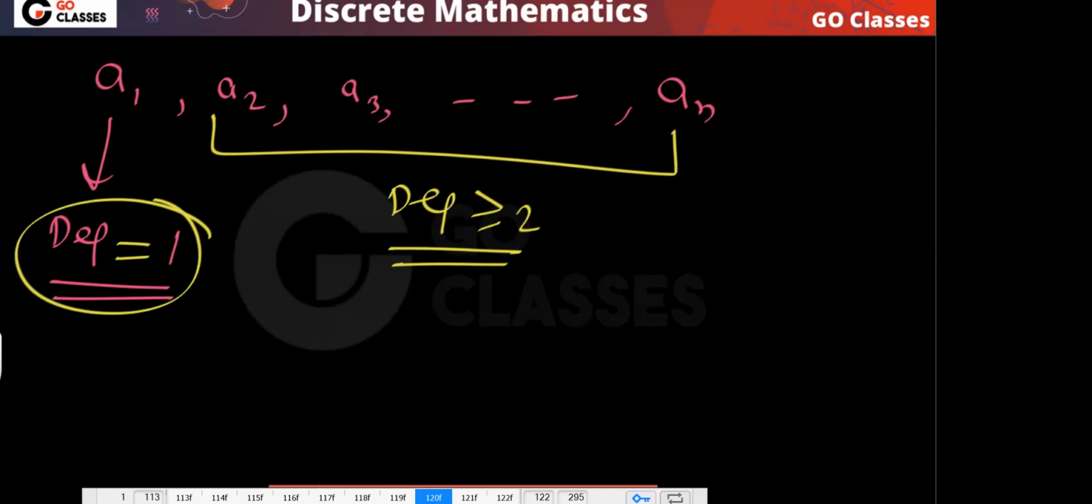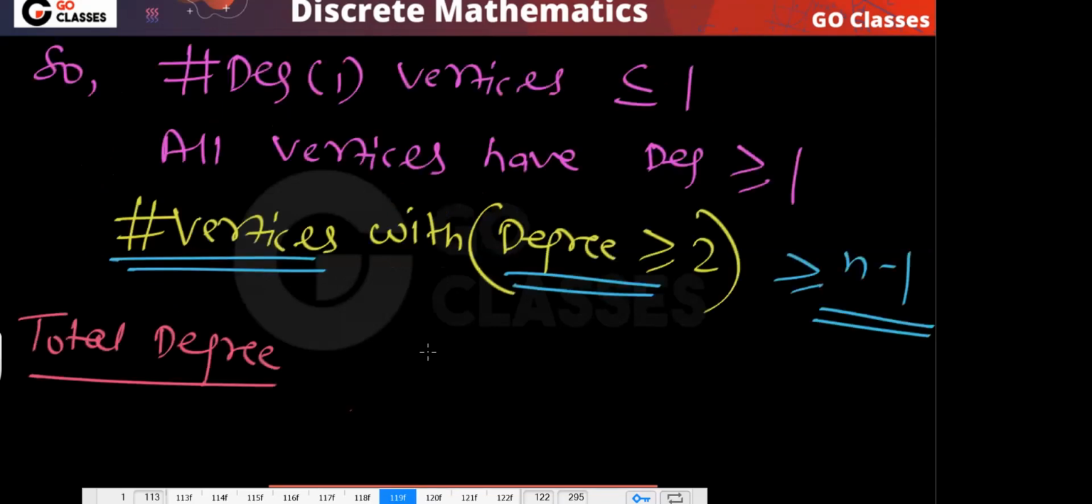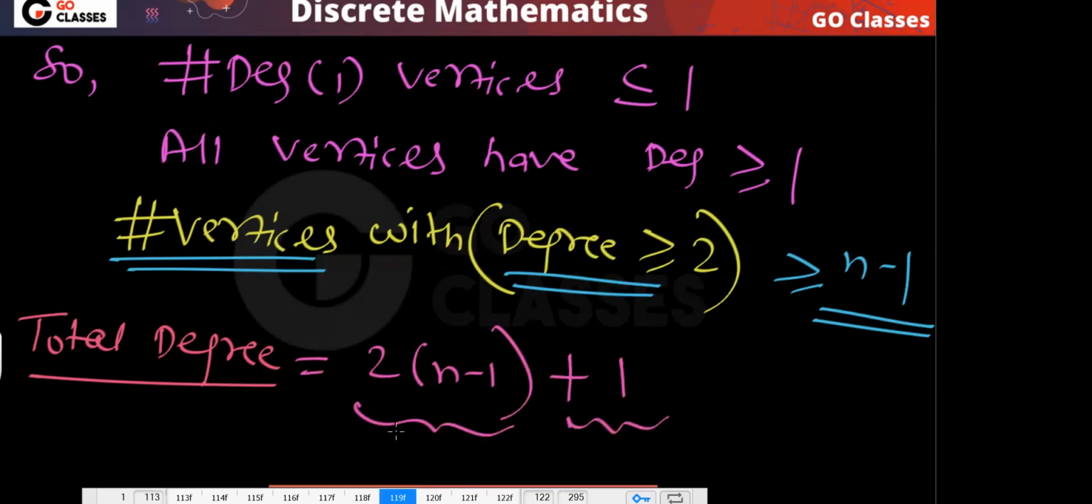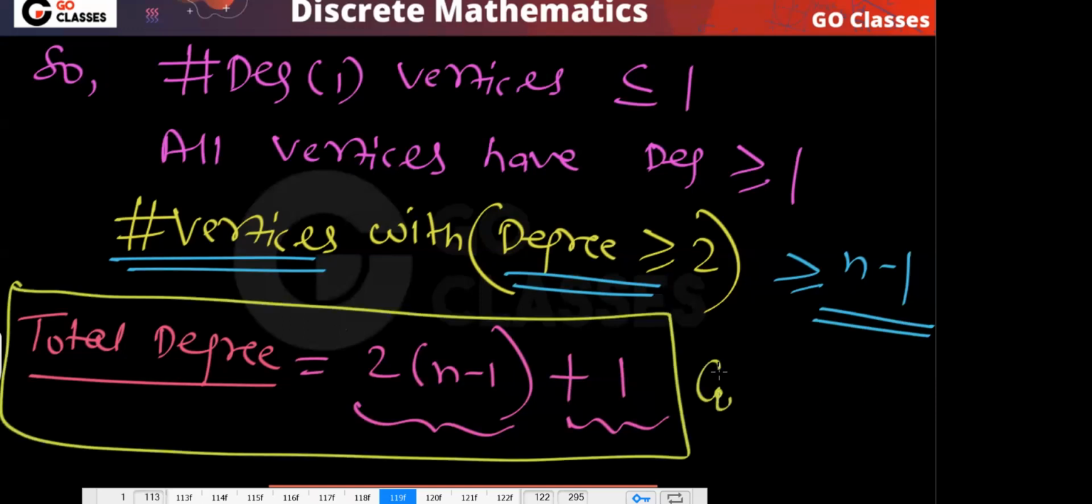Now what? Now the total degree will be at least 2 into n minus 1, plus 1. That is because of n minus 1 vertices, and that is because of the one vertex. And this is a contradiction. This is a contradiction, right?